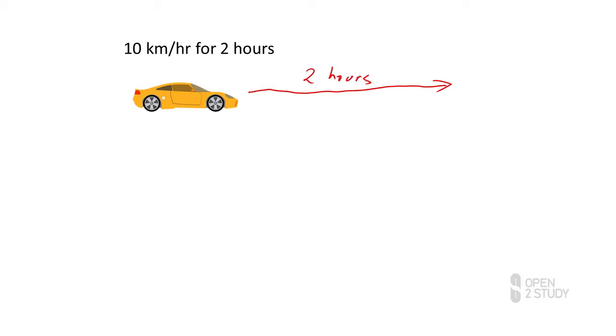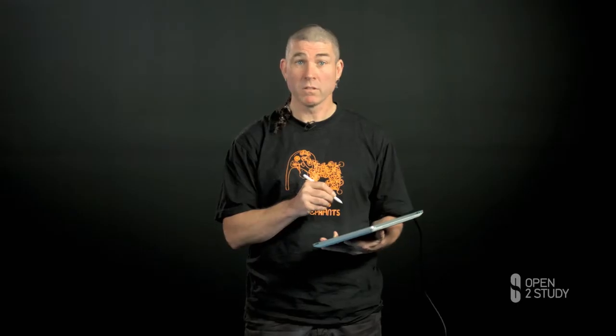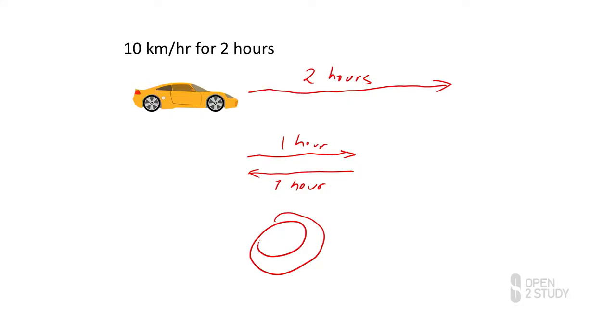But here's another thing that might have happened. I might have hopped in my car and driven along for 2 hours, first doing this for 1 hour, heading along, and then maybe I did this for an hour. You can see I've ended up somewhere different. Maybe I did something completely different. Maybe I did something like this, and I drove around in a circle for 2 hours. So there wasn't enough information in that 10 kilometers an hour for 2 hours to really know what's happening.